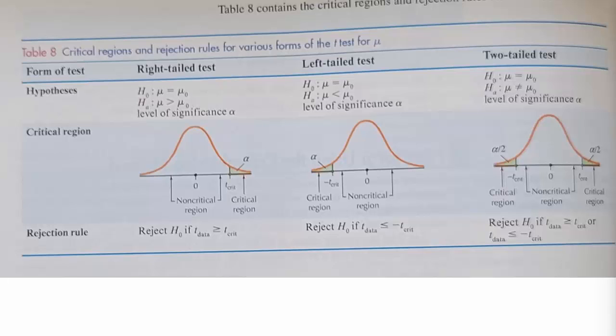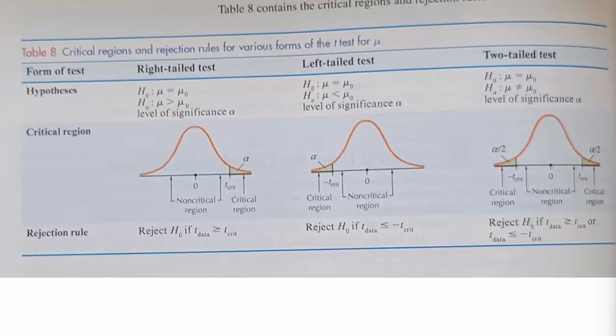So let's look at this. Oh, that's blurry. I'm sorry, I took a picture with my cell phone from our book. So sorry about the image quality here. Critical regions and rejection rules for various forms of t-test. So we've got a right-tailed test, a left-tailed test, and the two-tailed test. And we have the three possible hypotheses, and then our rejection rules for the right-tailed, left-tailed, and the two-tailed.